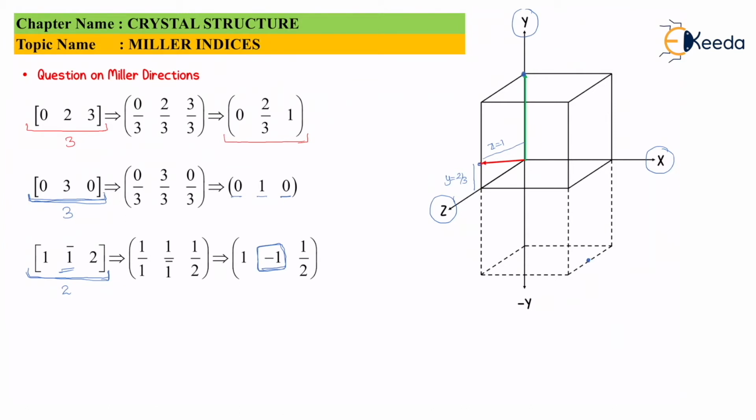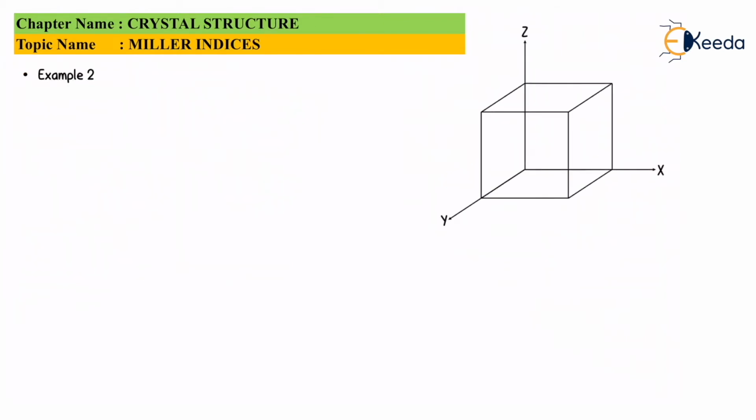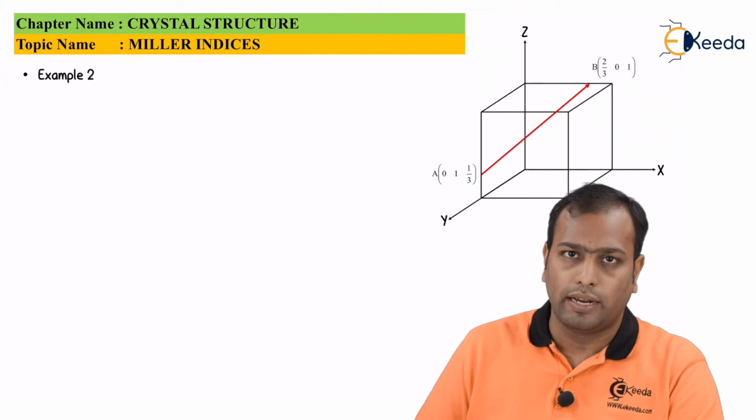Now, starting from origin and terminating at this blue dot, we'll be drawing a directional vector. This would be the directional vector for 1, 1 bar, and 2. Now, taking the next example, we have a unit cell and a random Miller direction whose A coordinates, or the origin coordinates, are 0, 1, 1 by 3, and B coordinates, or termination coordinates, are 2 by 3, 0, and 1. Now, we need to find out the Miller indices of this directional vector.